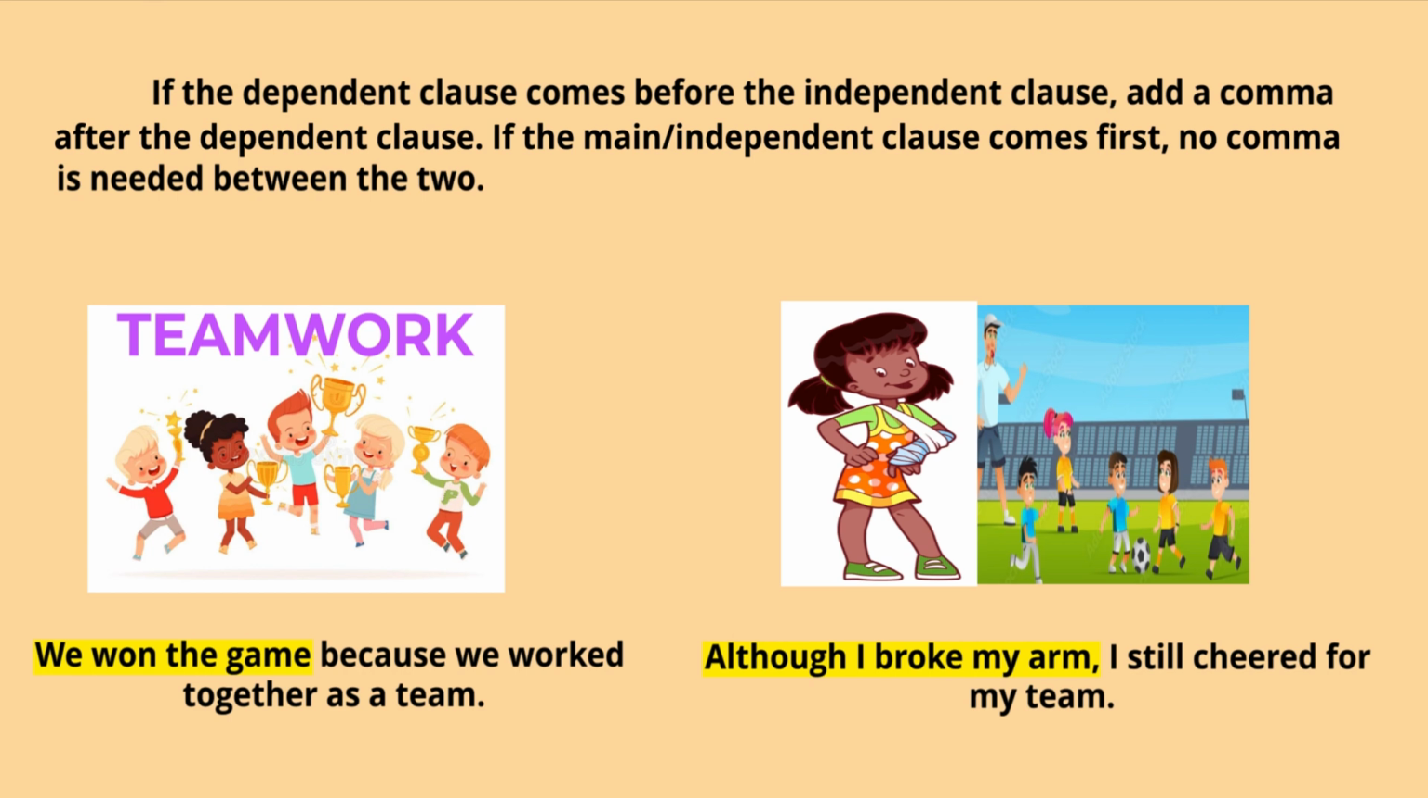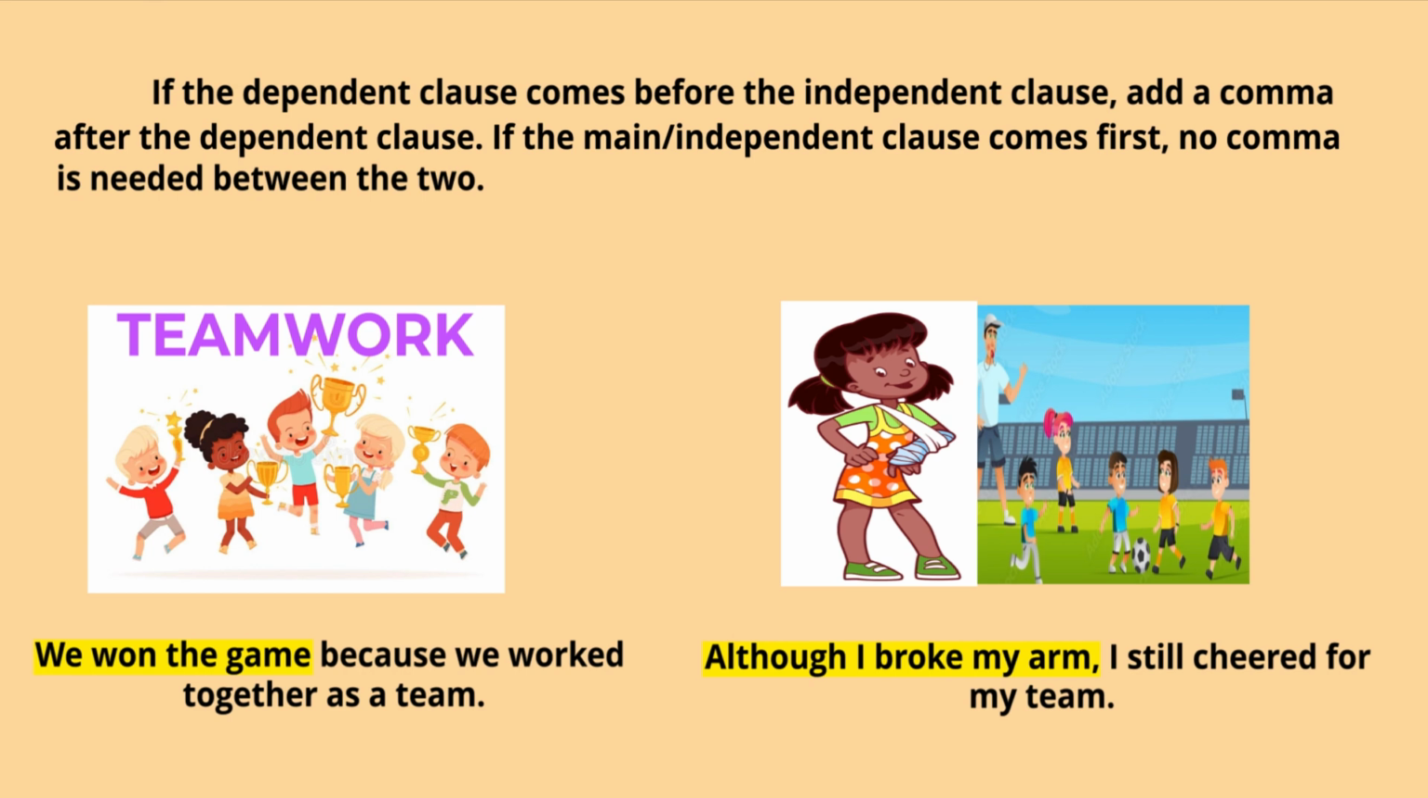In the first image, what do you see? You see a few kids, they won a prize, right? And you also see "teamwork" written on that picture, right? We won the game because we worked together as a team. So here, what is the independent clause? We won the game, right? Because we worked together as a team is the dependent clause. Because we got the independent clause first, we don't need to put a comma after "game."